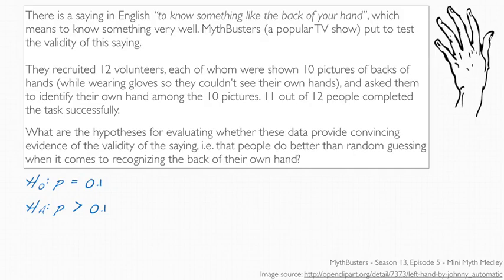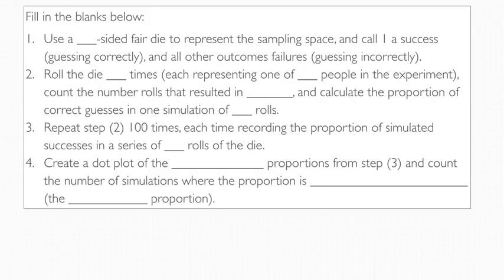With such a small data set, we're not going to meet the success-failure condition, so we're going to need to turn to a simulation-based method to evaluate these hypotheses. So, in the next exercise, we're going to fill in the blanks in this description of how our simulation scheme can be set up. We want to use a blank-sided fair die to represent the sampling space, and we want to call a success guessing correctly, and all other outcomes failures, guessing incorrectly.